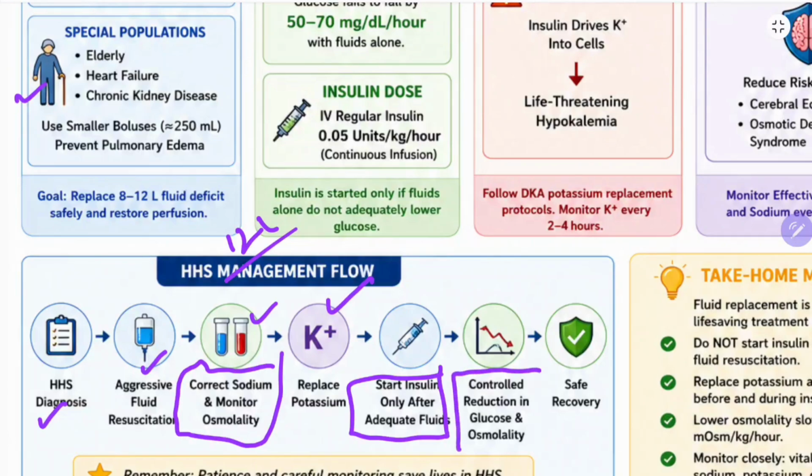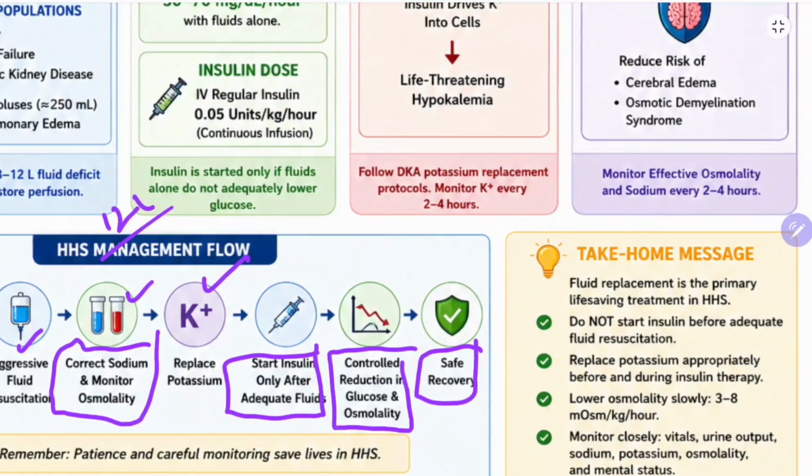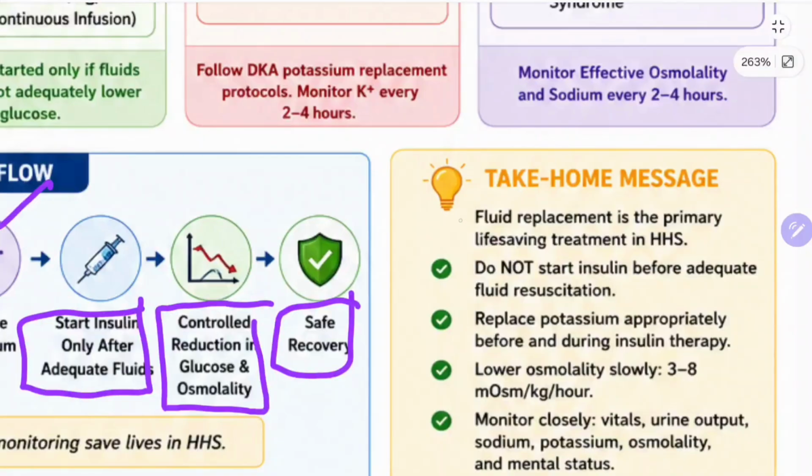Controlled reduction in glucose and osmolality leads to safe recovery. Remember, patience and careful monitoring save lives in HHS. Okay, monitoring is very important and patience is very important. One take home message here is fluid replacement is the primary life saving treatment in HHS. Do not start insulin before adequate fluid resuscitation. Replace potassium appropriately before and during insulin therapy. Lower osmolality slowly, 3 to 8 milliosmol per kg.